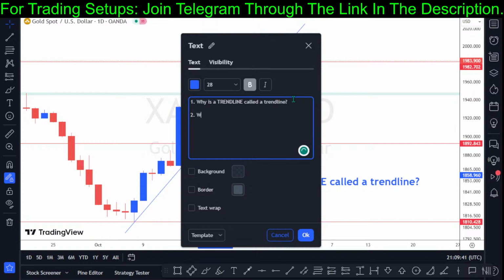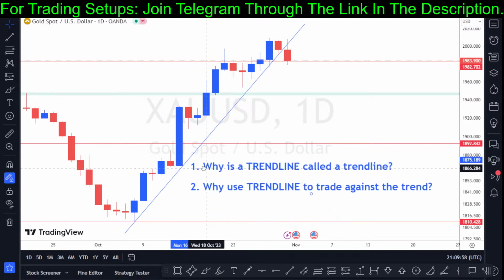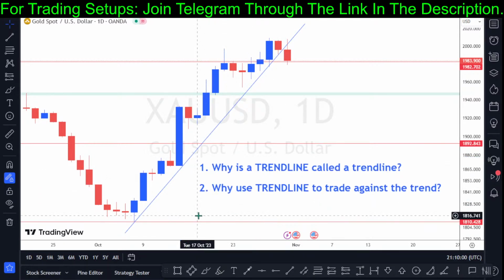Question 2. Why use trend line to trade against the trend? This is the second question right here. If you guys can understand these two questions very well, this will help you to avoid using trend line the wrong way. Someone said, because it's the line which shows direction of move of market.